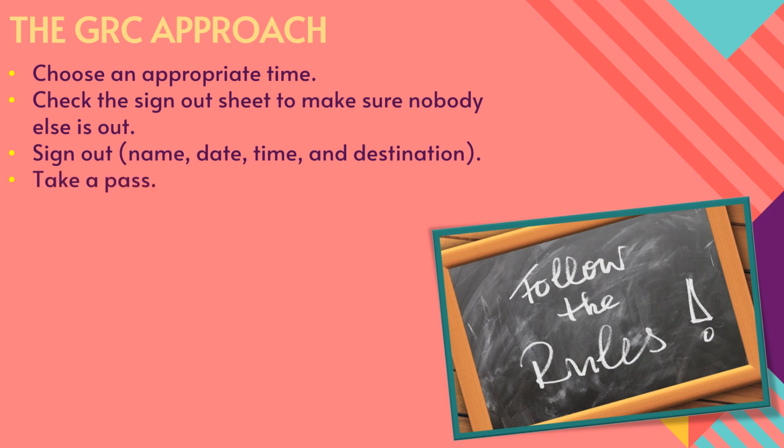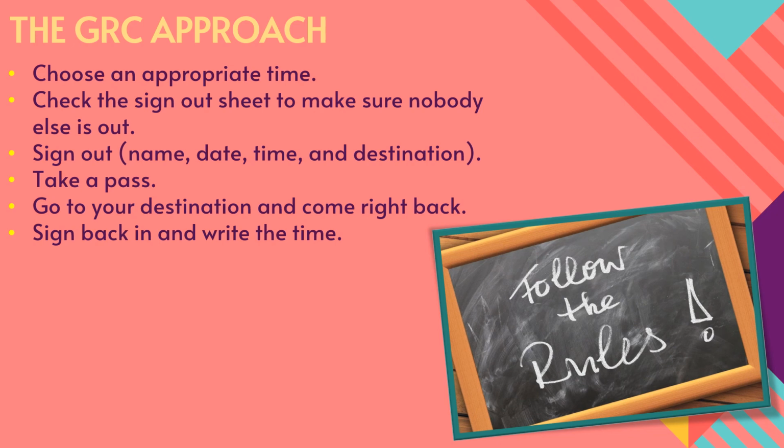Then they should take the pass. The student should go to his or her destination and come right back. When they arrive back to the classroom, they should sign back in and write the time. Finally, they should return quietly to their seat. Explain to students that as long as a procedure isn't abused, it will remain the policy.